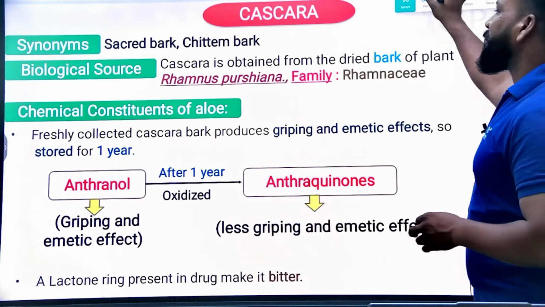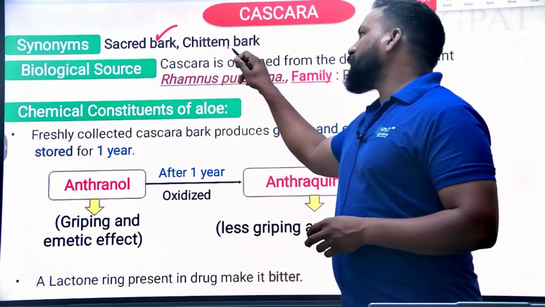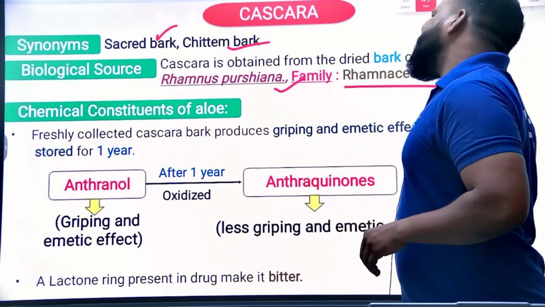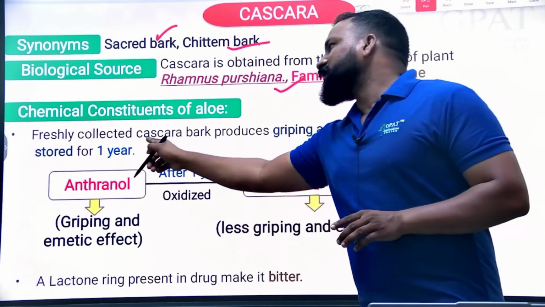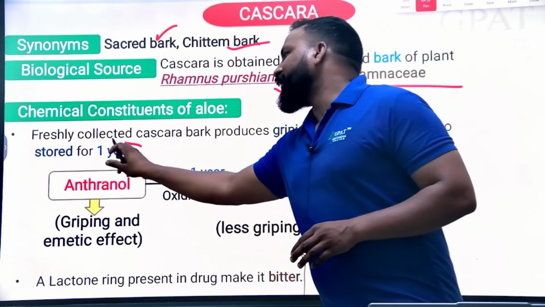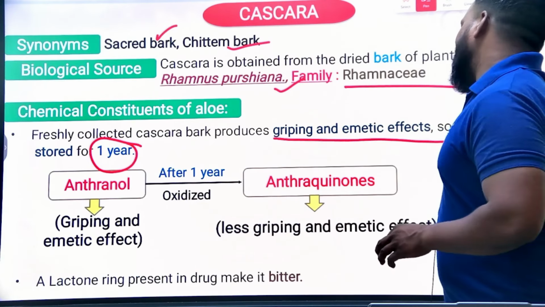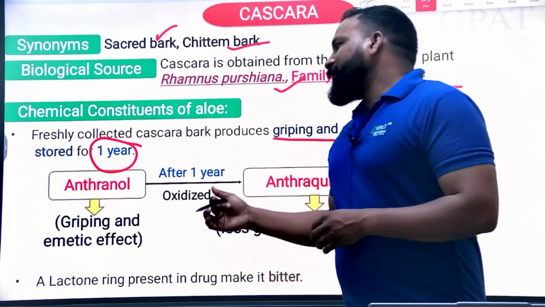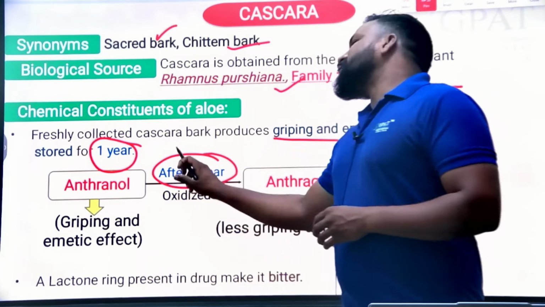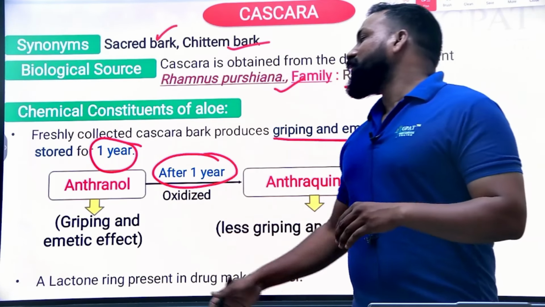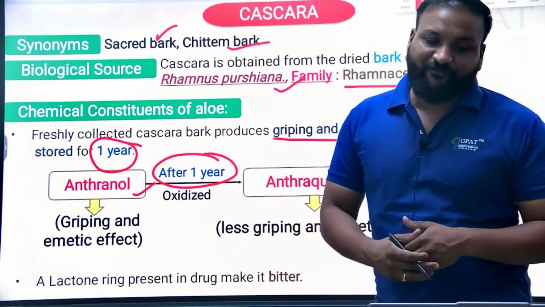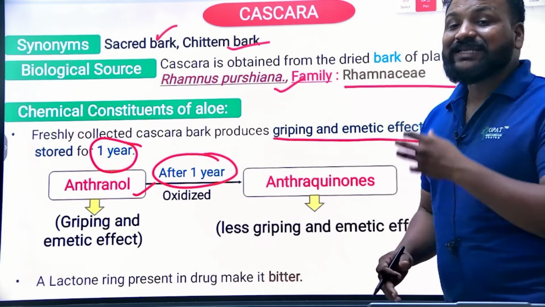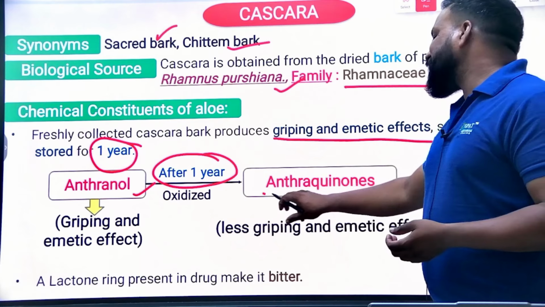Cascara bark is known as sacred bark and chittem bark. It is obtained from the dried bark of Rhamnus purshiana of family Rhamnaceae. The freshly collected cascara bark should be stored for 1 year, otherwise you need to face a griping and emetic effect. Why? Because during storage, this anthranol, which can cause a griping and emetic effect, is present in it and is oxidized into anthraquinones.